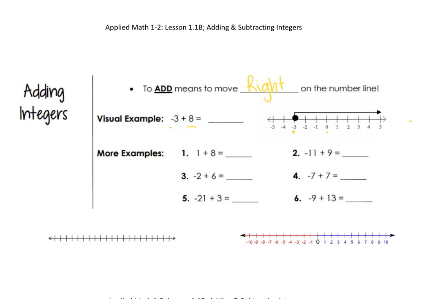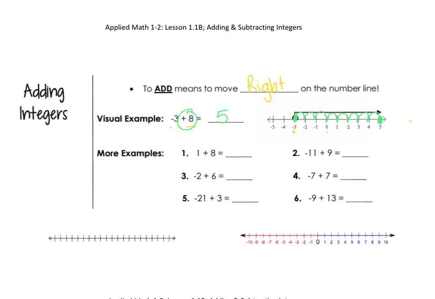Okay, so we have -3 plus 8. That means to start at -3 where this big dot is, and it's saying to move to the right 8 spaces. That's what that plus sign means, move to the right. So it's going 1, 2, 3, 4, 5, 6, 7, 8 spaces. It lands right here when we get to 8. So what is the answer then to -3 plus 8? It is 5.